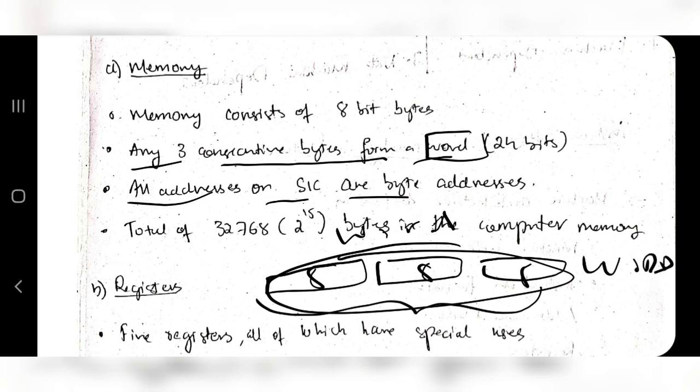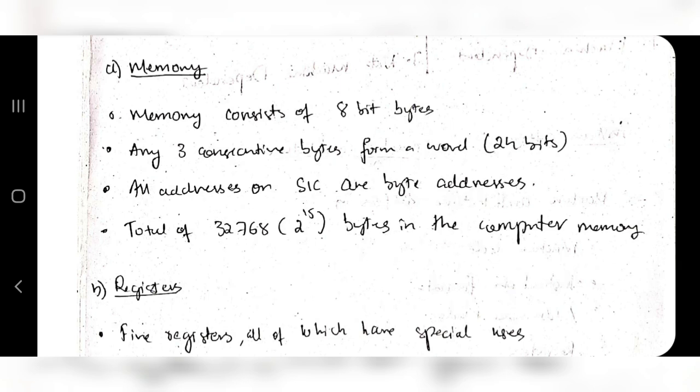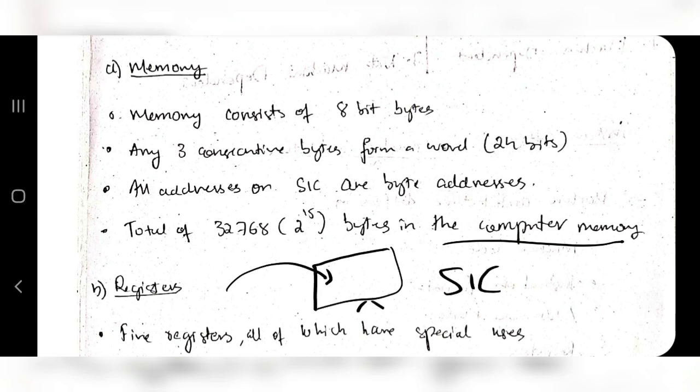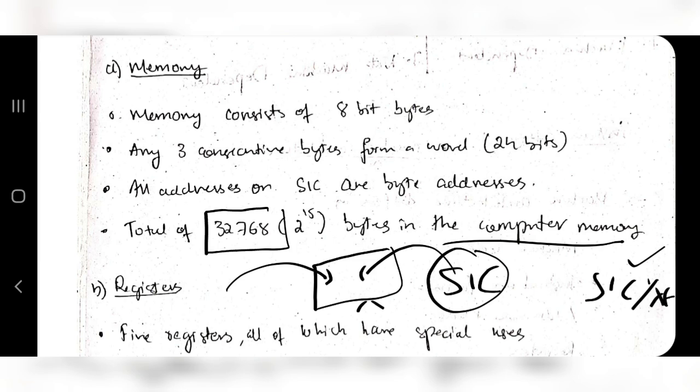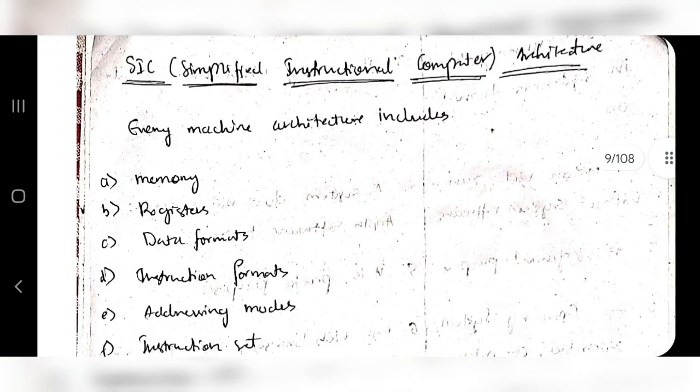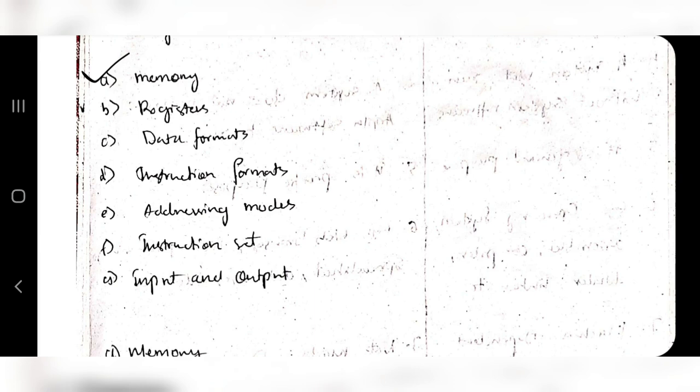All addresses on SIC are byte addresses because they start from a byte. This is byte 0, this is byte 1, this is byte 2, so they are addressed using bytes. And there are a total of 32768, which is 2 power 15, bytes in the computer memory of the hypothetical computer we have considered, considering SIC, not SIC XE. SIC XE will have a bit greater total memory. In SIC, the hypothetical computer has 32768 bytes, that is 2 power 15 bytes. So this is about the memory, which you have to write. The first thing you have to define is memory, and these are the points you have to write.